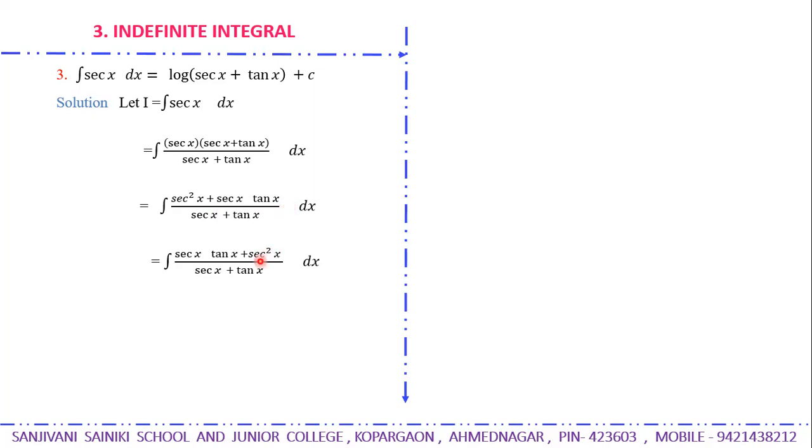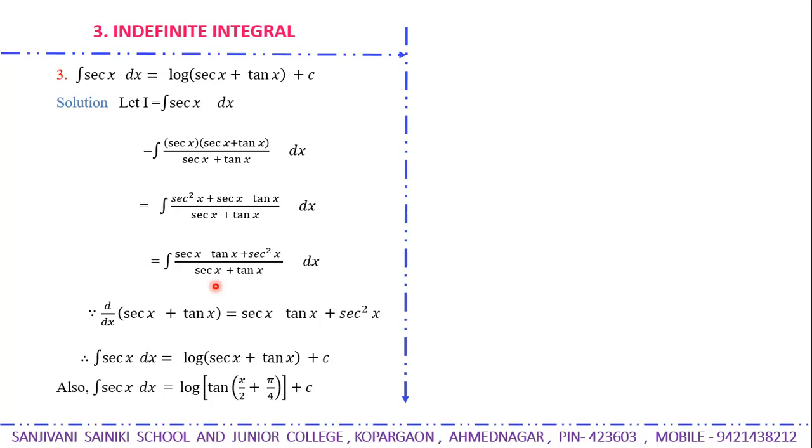Okay, so here it is in the form of f dash of x upon f of x. So its integral is log of f of x, which is log of sec x plus tan x plus c. Now this is one form. We can reduce it to another form. How? This sec x can be written as 1 upon cos x, and this tan x can be written as sin x upon cos x. Then you get 1 plus sin x upon cos x. After simplifying it, you will reach tan of x by 2 plus pi by 4. This is one form of the integral.